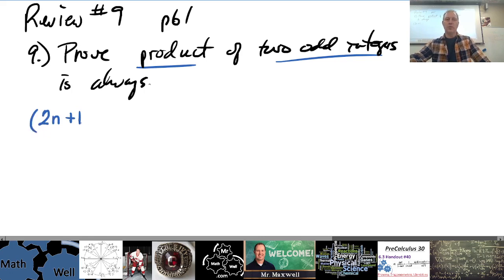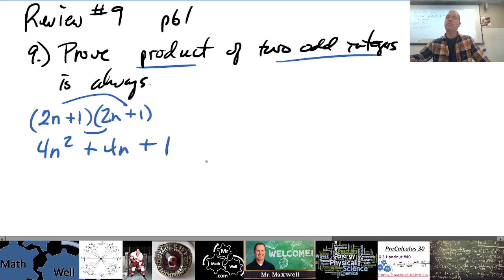So 2n plus 1 times 2n plus 1. Now, these are two odd integers. They happen to be the same odd integer, I guess, because we're using n. So you could do 2n plus 1 times 2n plus 1. Or you could do two different odd integers, 2n plus 1 and 2n plus 3, let's say, because that's the next odd integer if you want. You don't have to, but let's see what happens when we multiply this. We get 4n squared plus 4n plus 1.